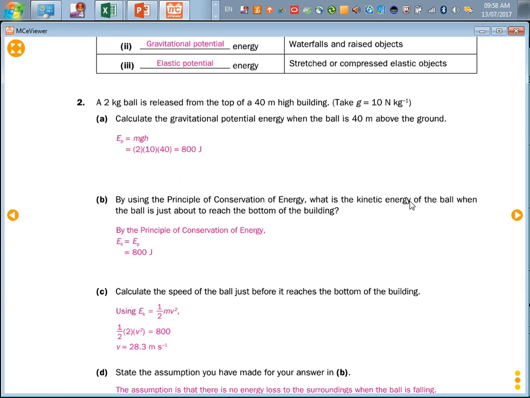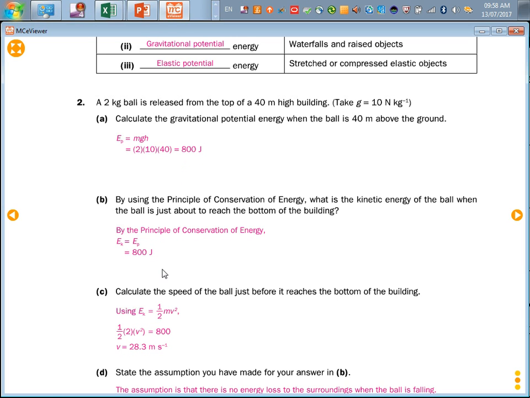Using conservation of energy, what is the kinetic energy of the ball when it is just about to reach the bottom? So your gravitational potential energy at the start will all be converted to kinetic energy at the bottom. So, assuming no energy losses, that will be 800 joules. The answer in part A is the same as part B.